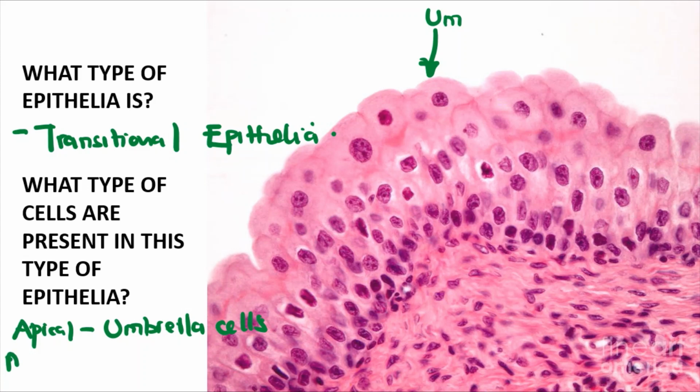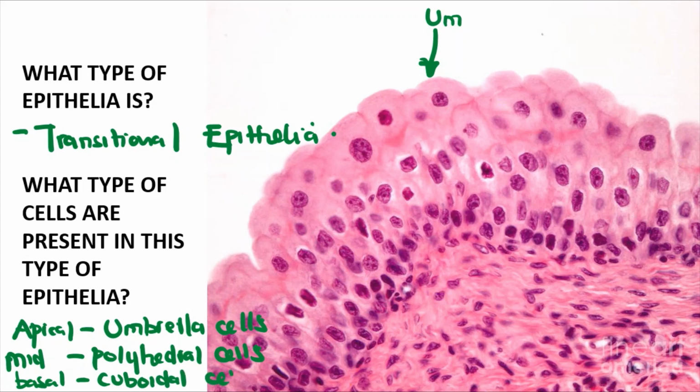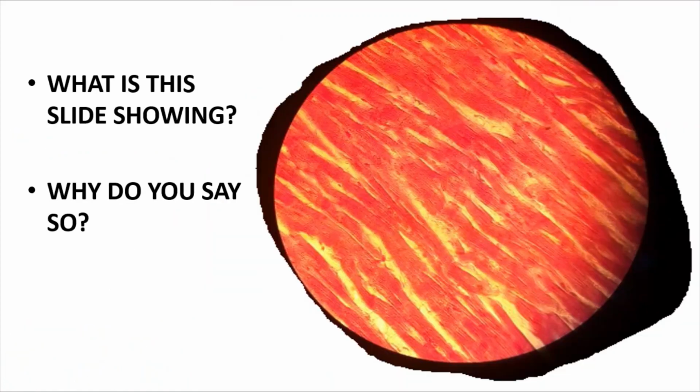And then the middle part has got polyhedral cells, meaning that they have different shapes. They can be columnar cells. The basal part has got cuboidal cells, simple cuboidal cells. So know the types of cells that are found in transitional epithelium.